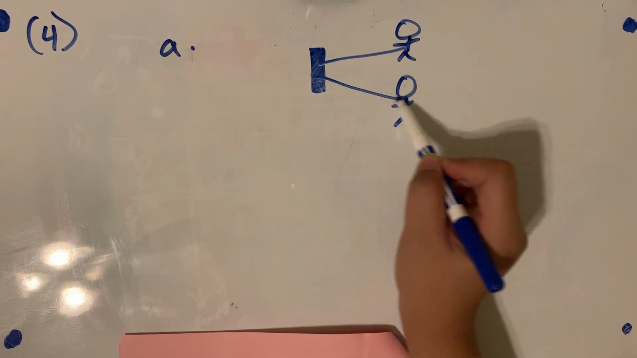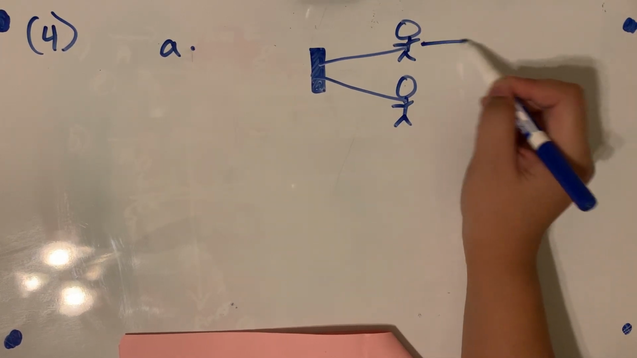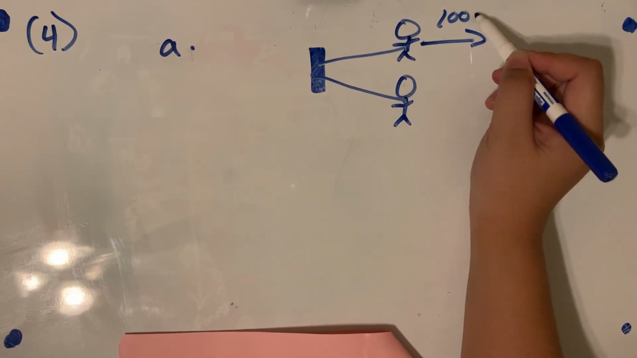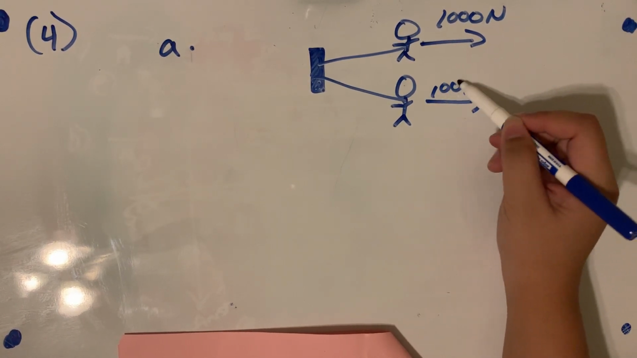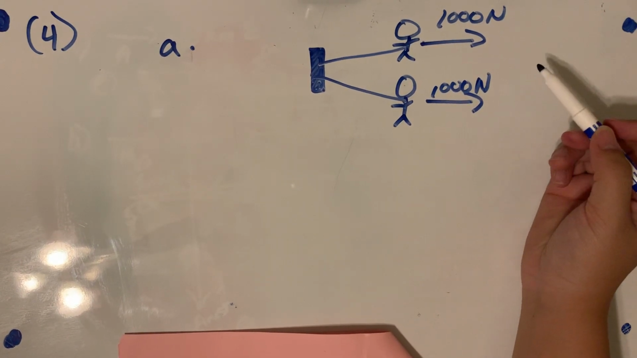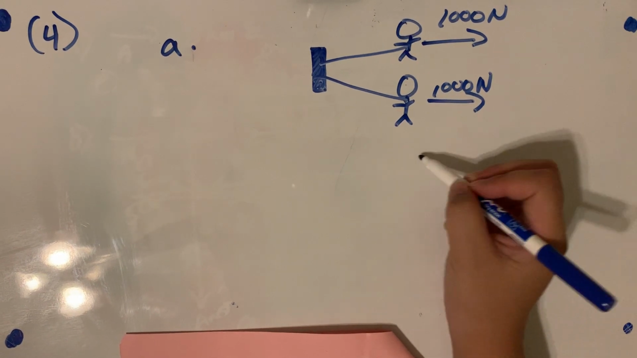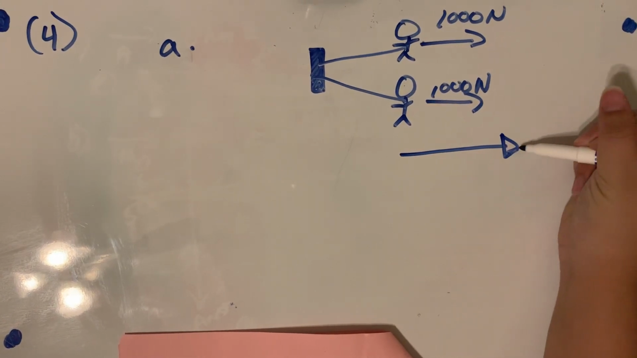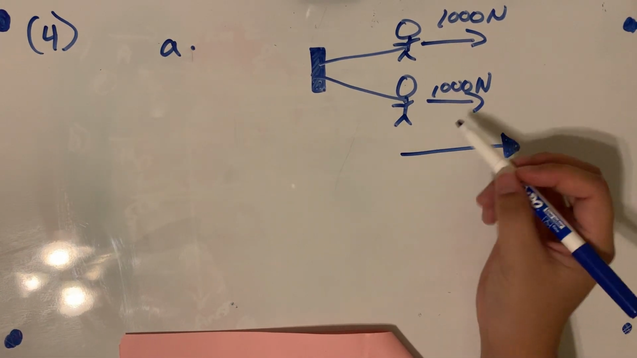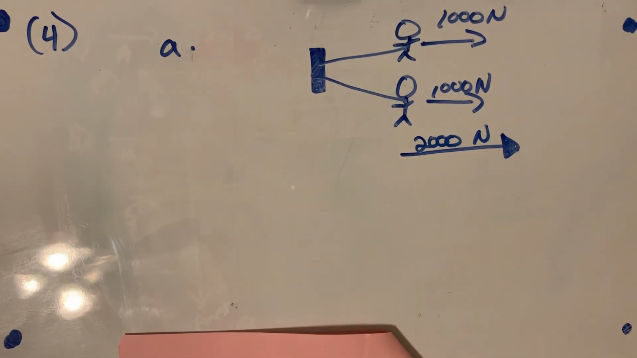Okay. They pull in the same direction. So boom, boom, boom. Pull this way, 1,000 newtons. This one pulls this way, 1,000 newtons. They're going the same direction. Guess what my resultant vector is? It's going to pull in that same direction. Add them up because they're pulling the same direction. It's going to pull 2,000 newtons. That is your resultant vector.